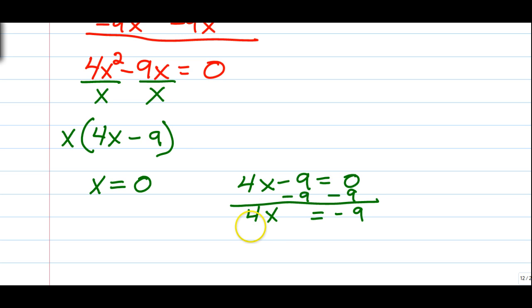Next, I want to get the 4 away from the x. I'll do this simply by dividing the 4 out, or dividing the 4 out on this side. So my 4 goes away. I'm left with x is equal to a positive 9/4. So here are my two answers. I have x equal to 0 and x equal to a positive 9/4. These are my final answer.